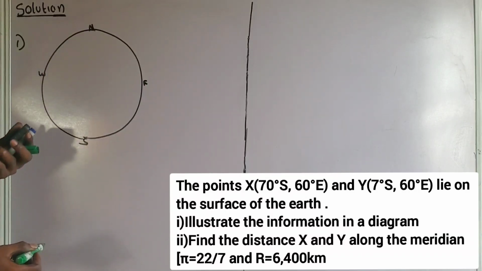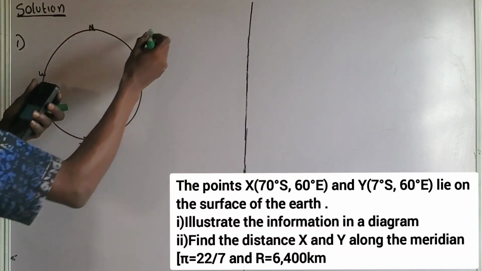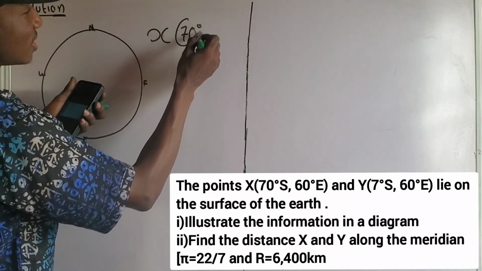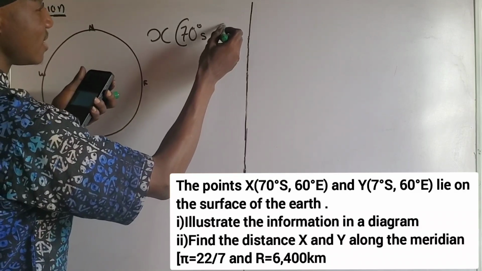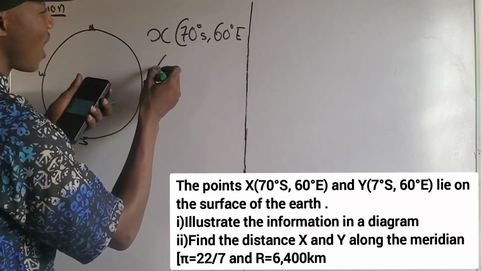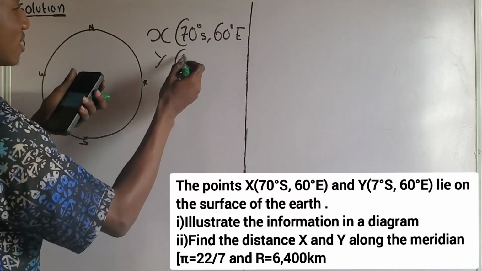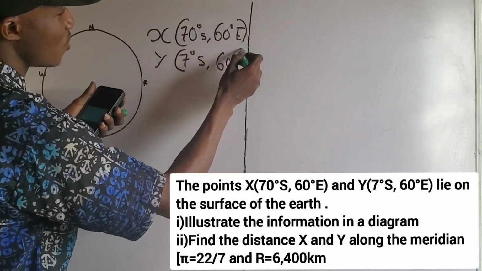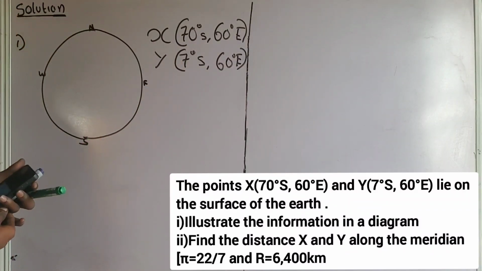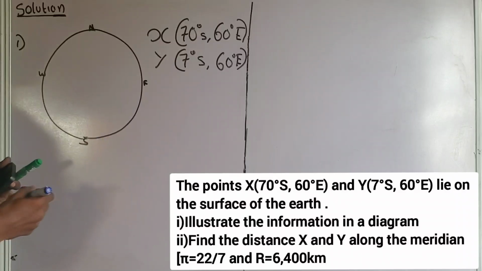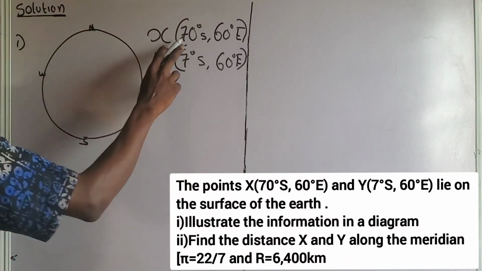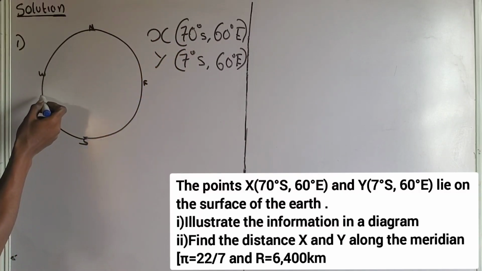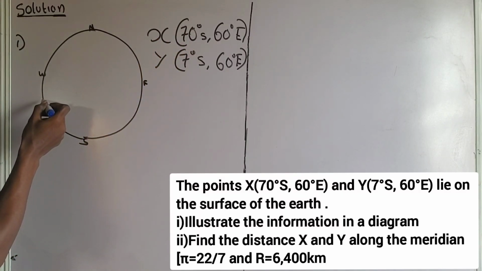Are you getting it? So let us first locate the point X. This is X. X is 70 degrees south and 60 degrees east. You understand? And Y is 7 degrees south and 60 degrees east. So with respect to this point, let us locate it on this. This is north, this is south, this is west, this is east. Let us start with X. 70 degrees south will be somewhere around here, you understand?